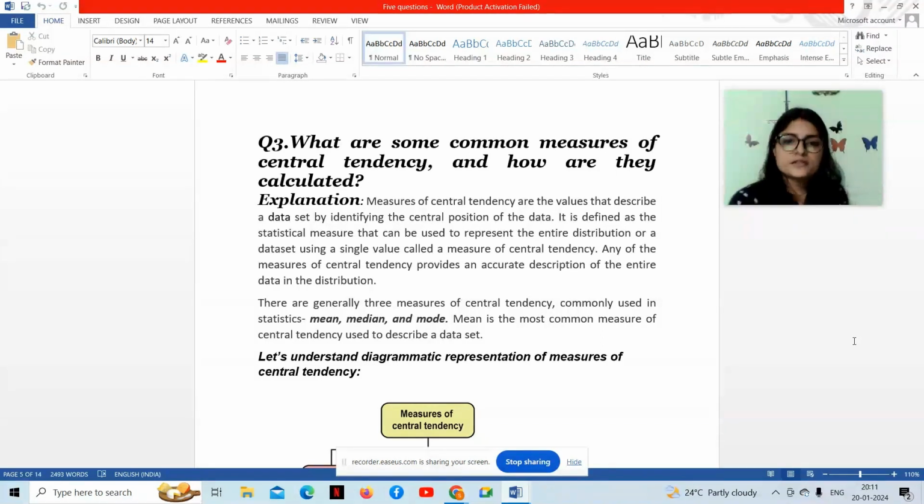So any measure of central tendency provides an accurate description of the entire data. Basically, the three measures of central tendency are mean, mode, and median. Right? Mean, mode, median. These are the common measures of central tendency.